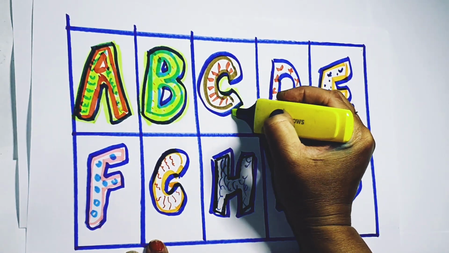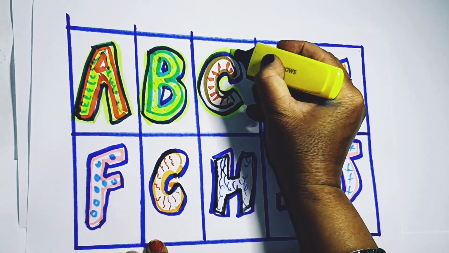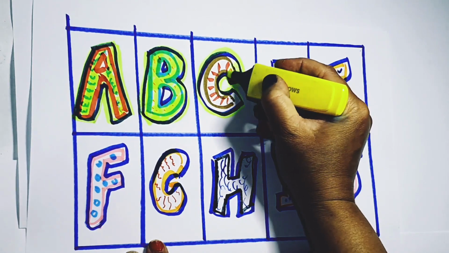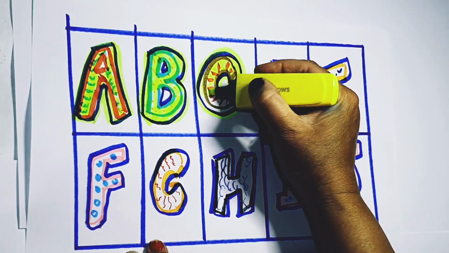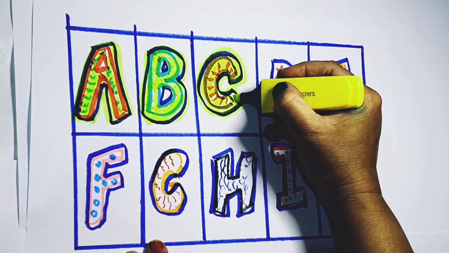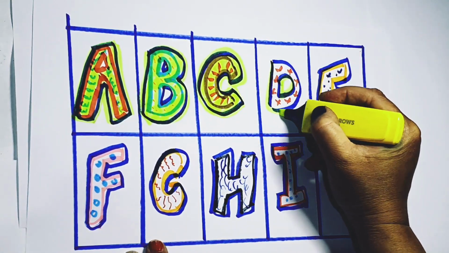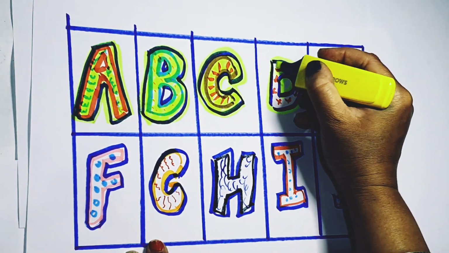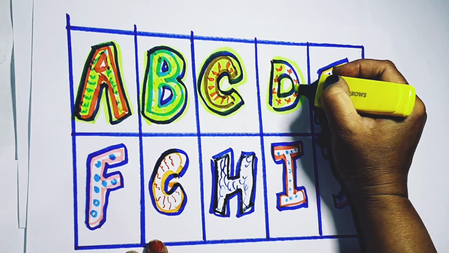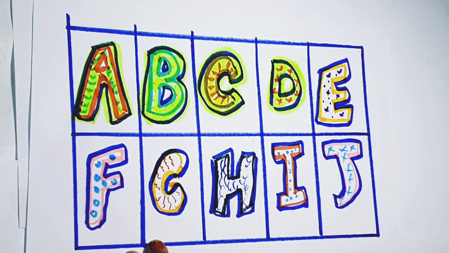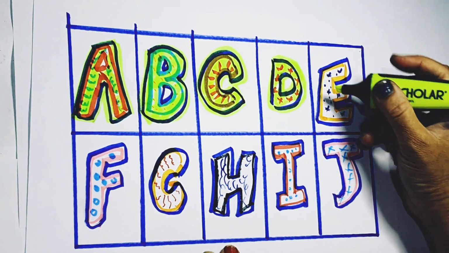C for carrot. C for carrot. D for dog. D for dog.